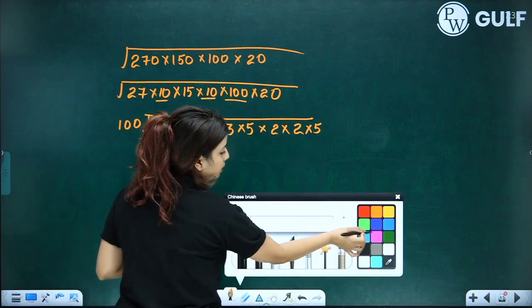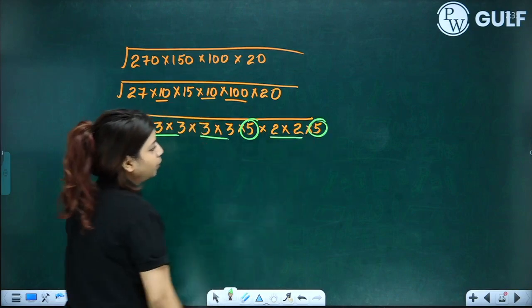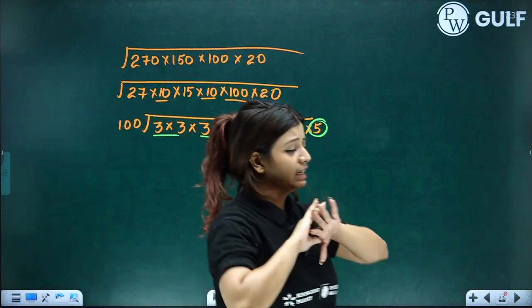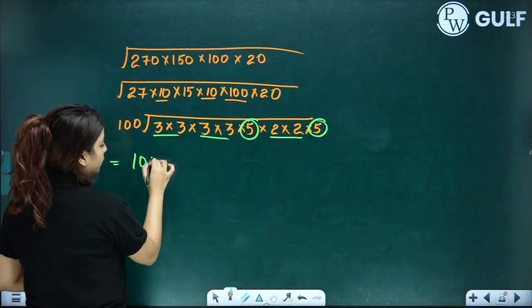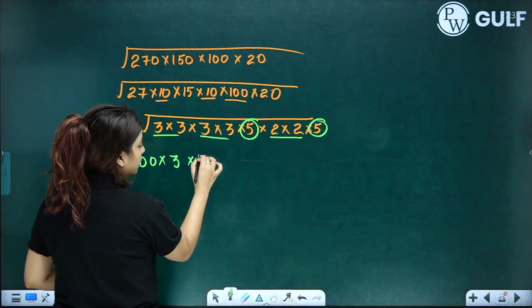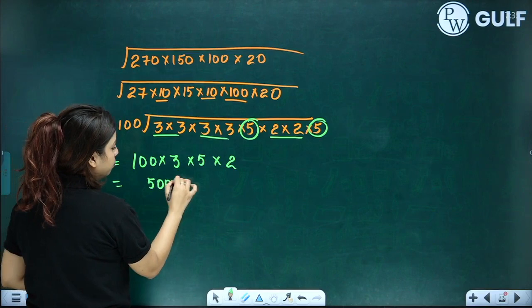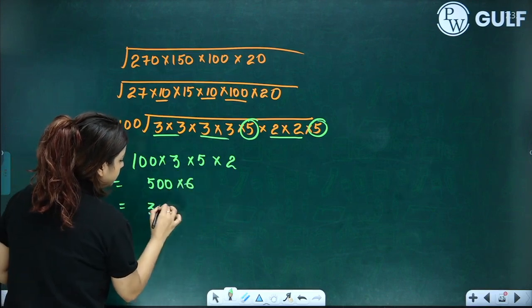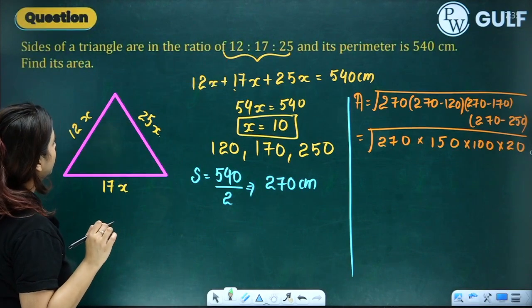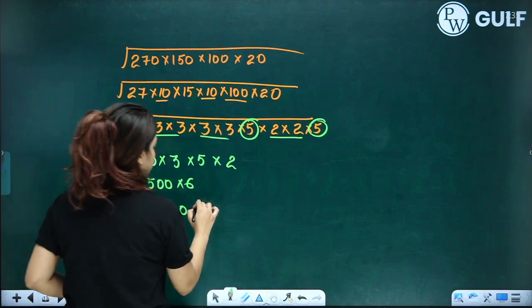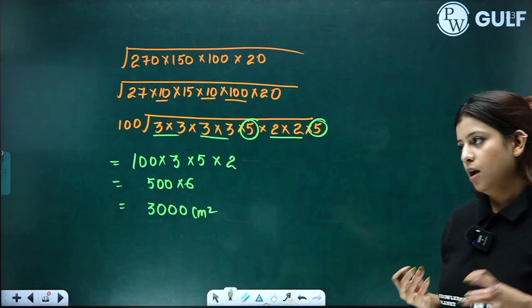See, over here we can make a pair of 3 and 3, 3 and 3, this 5 and this 5, and 2 and 2. So we have to multiply nothing inside the under root, right? So this will become 100 into 3 into 5 into 2. So 100 into 5, 500, 3 into 2, 6, 6 5s are 30, that is 3000, and it was in centimeter square. Let us check the units. So yes, it was in centimeter, so 3000 centimeter square will be the answer to this given question.